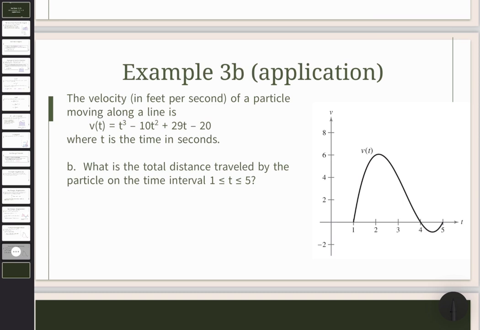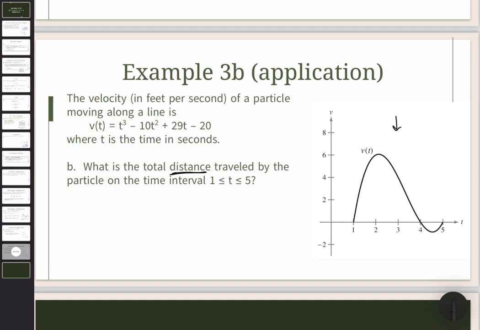All right, part B of this problem. Now they're asking for the total distance traveled. So when I'm dealing with distance, I want to think in terms of absolute value. Honestly, we didn't really use this diagram that much in part A, because when I'm finding displacement, I'm simply finding the integral. And as I'm finding that integral from 1 to 5, the process of integration is taking care of those positives and negatives for us, okay?